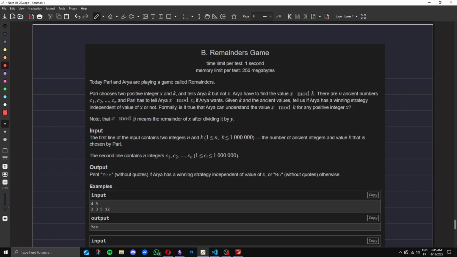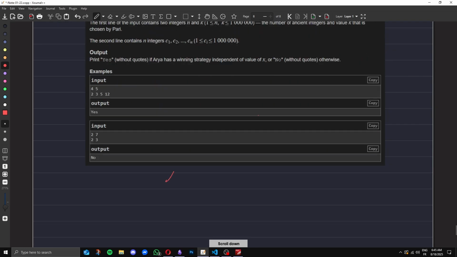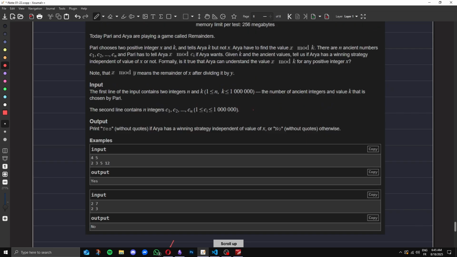Alright, so Arya has access to k, and so do we. We also get k in the input. Arya has to find the value of x mod k, not x itself, but x mod k. Okay, so the remainder of x, modulo k. There are n ancient numbers, so we get a sequence of integers, ci, and Pari has to tell Arya x mod ci if Arya wants.